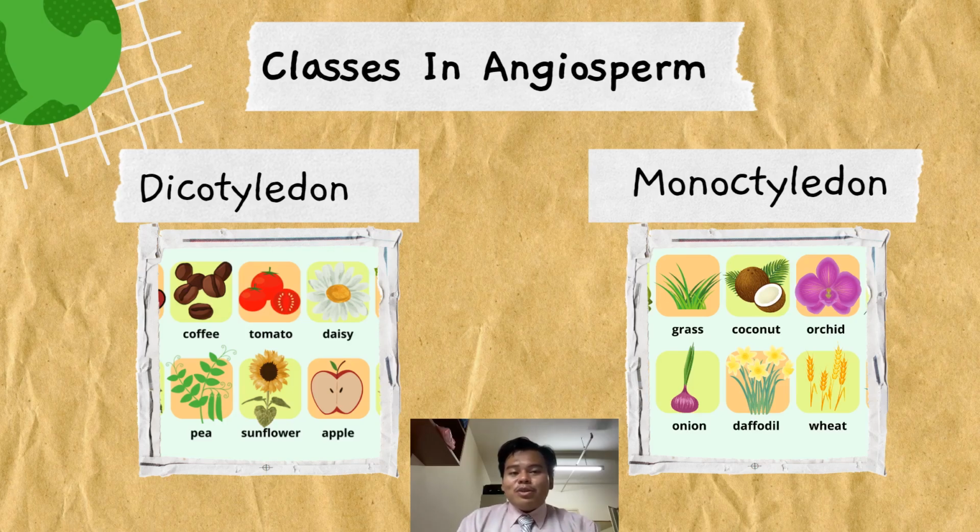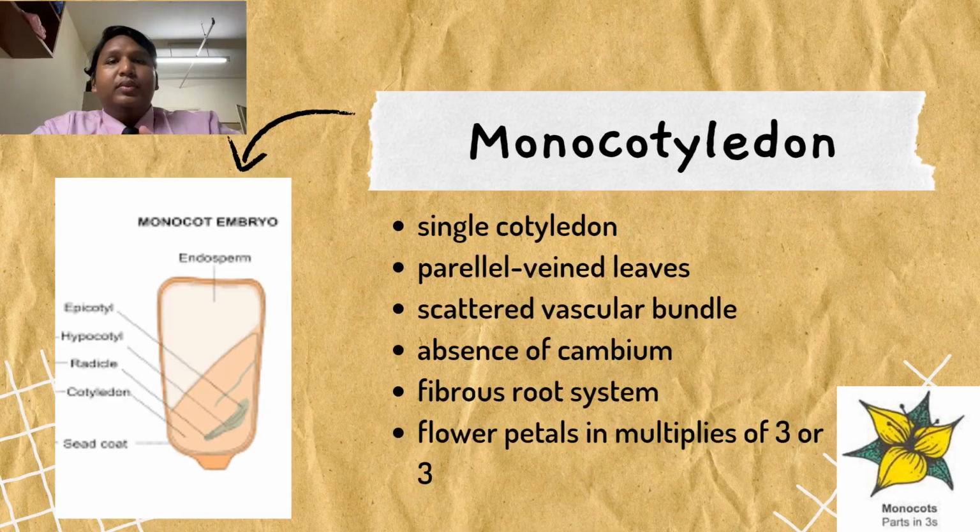For this part, I will talk about classes in angiosperms. There are two classes in angiosperms, which are Monocotyledon and Dicotyledon. These are the characteristics of the Monocotyledon. It has single cotyledon, parallel vein leaf, scattered vascular bundle, absence of cambium. It has fibrous root system and flower petals in multiple of 3.